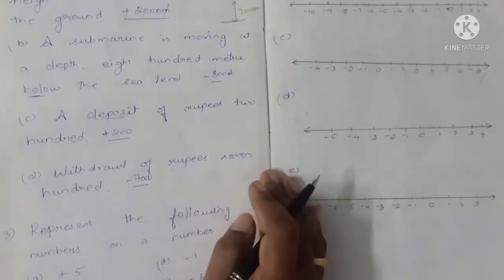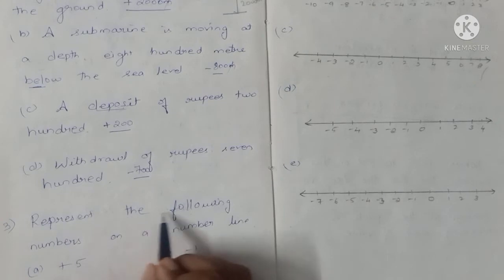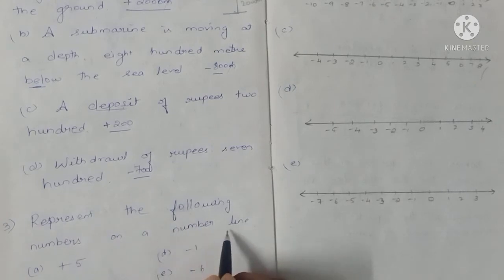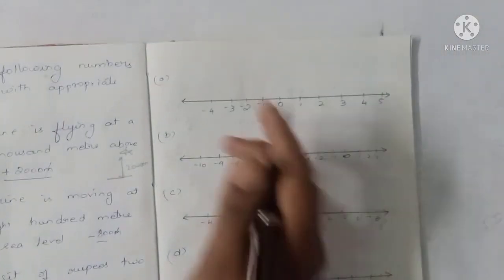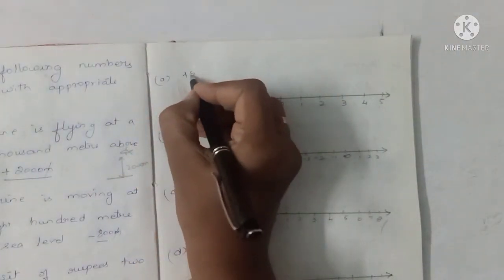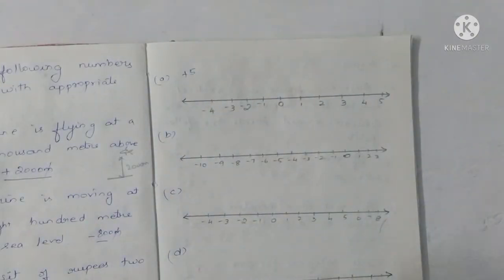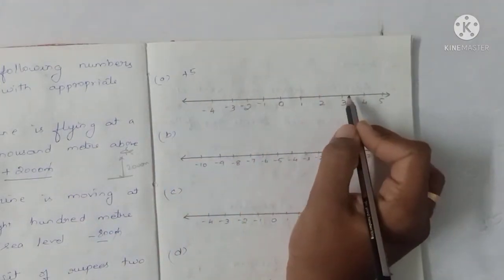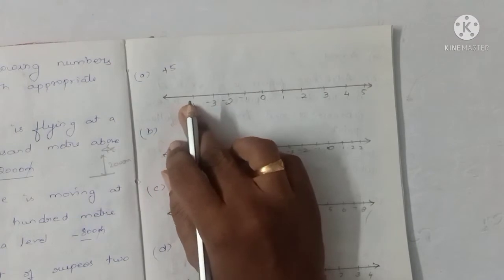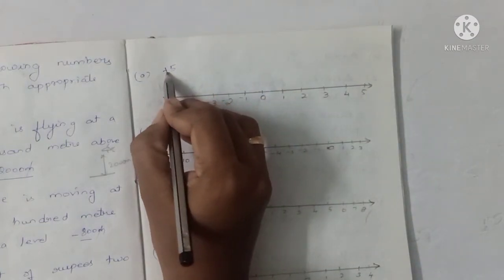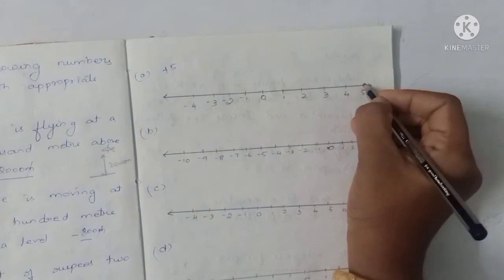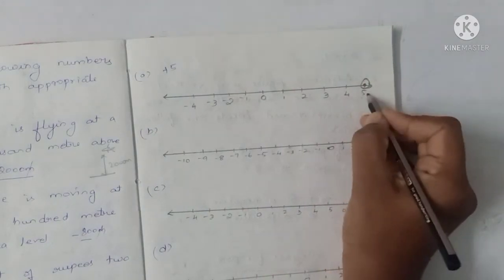The next sub number 3. Represent the following numbers on a number line. First one is plus 5. So I had already drawn a number line. You also want to draw a number line and then we have to plot where is plus 5. So plus 5 is here. Positive sign is here.